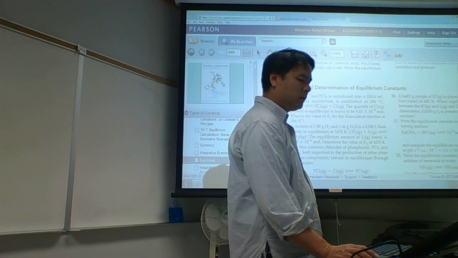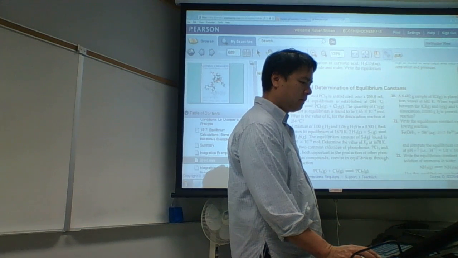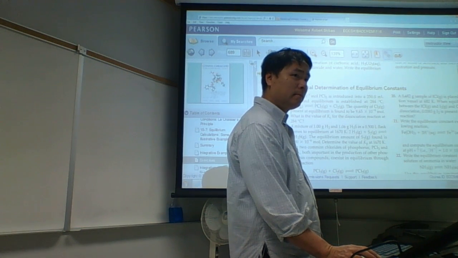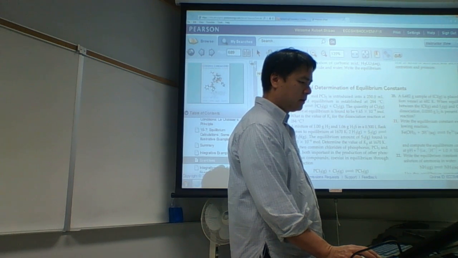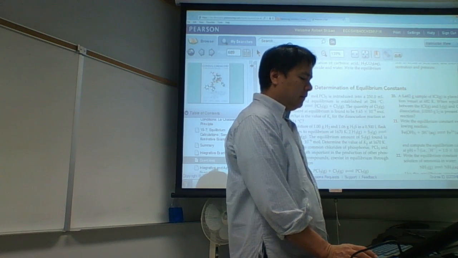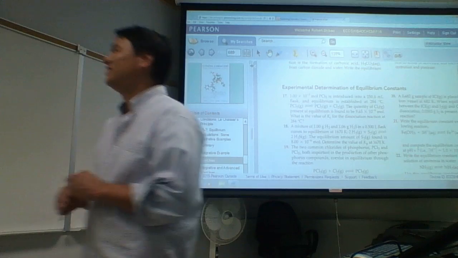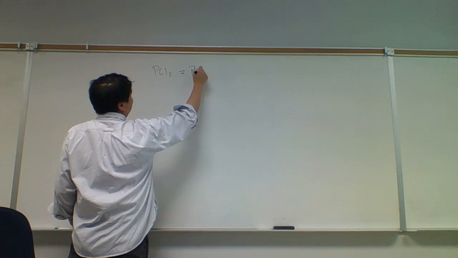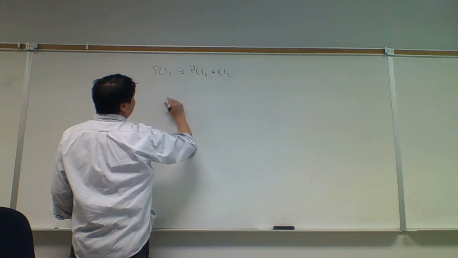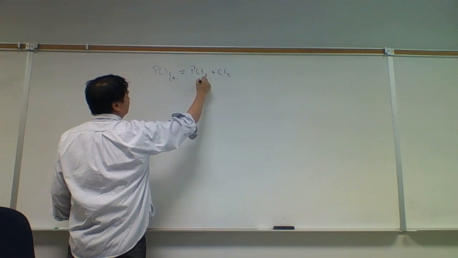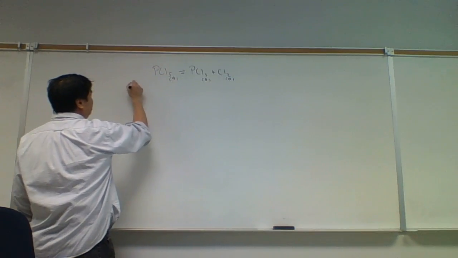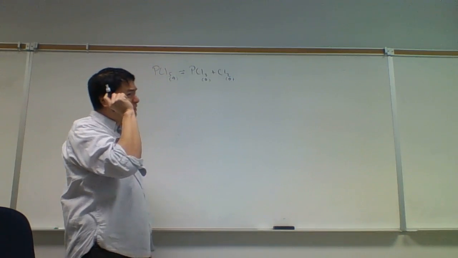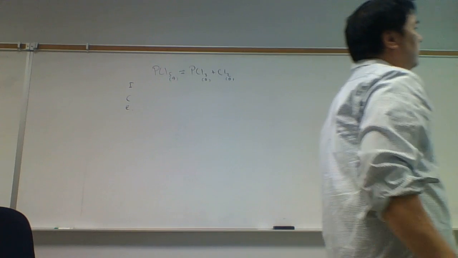Was there a specific one? When I got stuck, I got to the end of the ICE table and K equals whatever I got, and then I got stuck, like I can't find it. Okay. PCl5 goes to PCl3 and Cl2. Just look. And so we just fill it in with what we're given here.